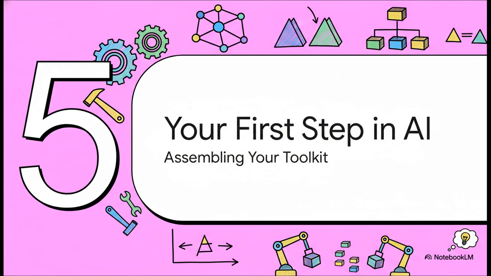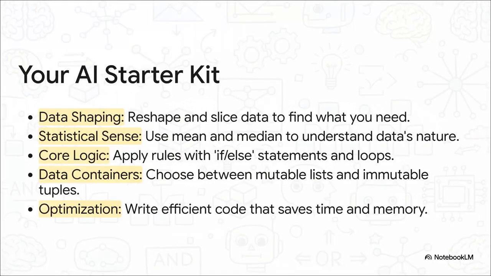So let's just step back for a second and look at the awesome toolkit we've just put together. These really are the fundamental building blocks that you now have ready to go. So, to recap what we've covered, you now know how to take raw data and shape it into something useful. You can analyze it with a bit of statistical smarts, you can apply logic using decisions and loops, you know how to pick the right container for the job, and maybe most importantly, you get why writing fast, efficient code is absolutely crucial for building powerful AI.